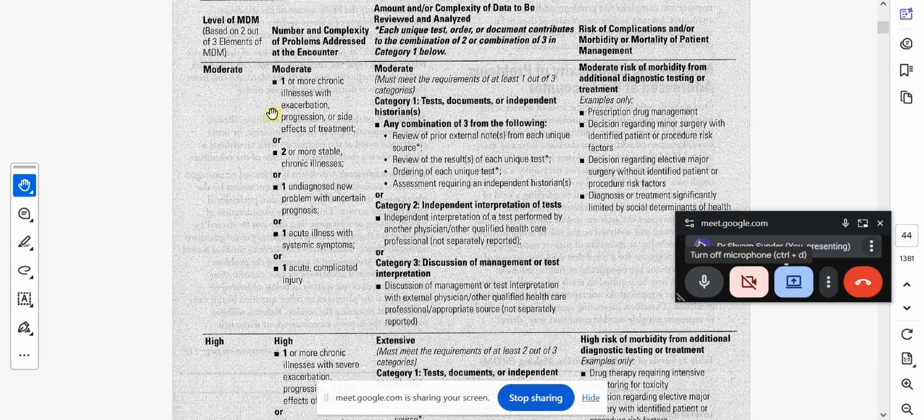Now put everything together. The problem is moderate, data is minimal, straightforward, risk is moderate. So what is the overall MDM now? Moderate. So this is how you'll decide. You have to fit the particular case into these elements. Where is the problem? Where is the data? Where is the risk?